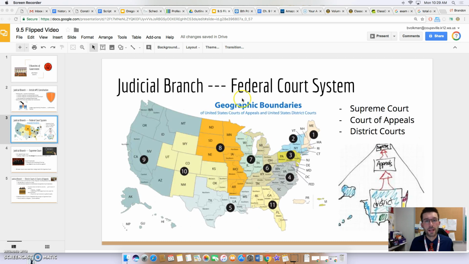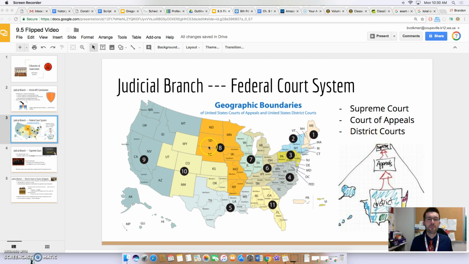Within the judicial branch, we have what's called the federal court system. And there are three levels to this court system. Something about the number 3 today, isn't there, folks? The first level, which is also the lowest, is made up of the district courts.